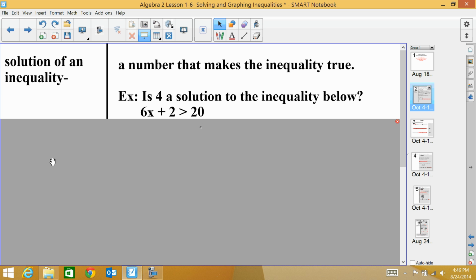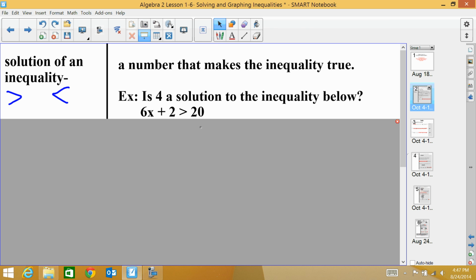So for example, we're going to try this. Is 4 a solution to the inequality below? And we have 6x plus 2 is greater than 20. Now, some of you may have trouble remembering your greater than, less than symbols. So real quick, I just want to go over a quick way to know this. If the arrow points to the right, then it is greater than, because all the positive numbers are to the right. If it points to the left, it is less than. So left, less than. That's easy to remember.